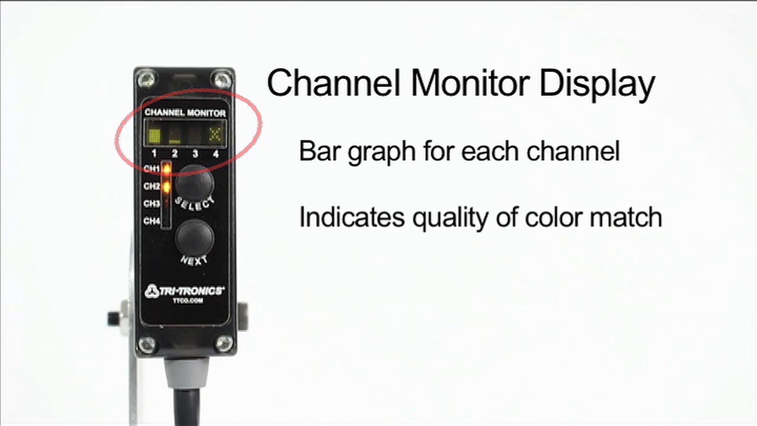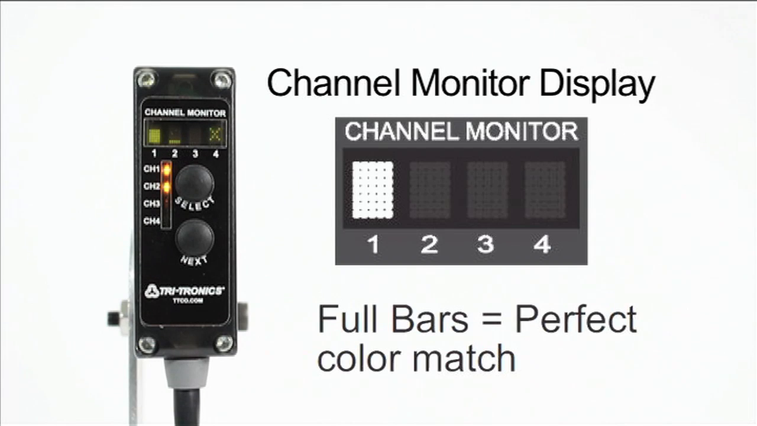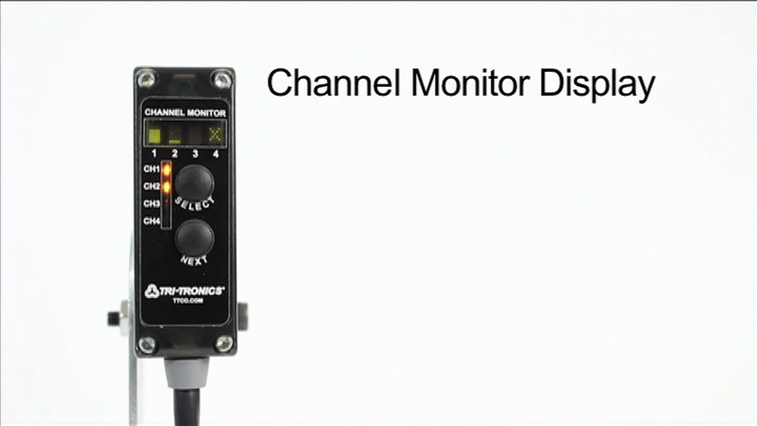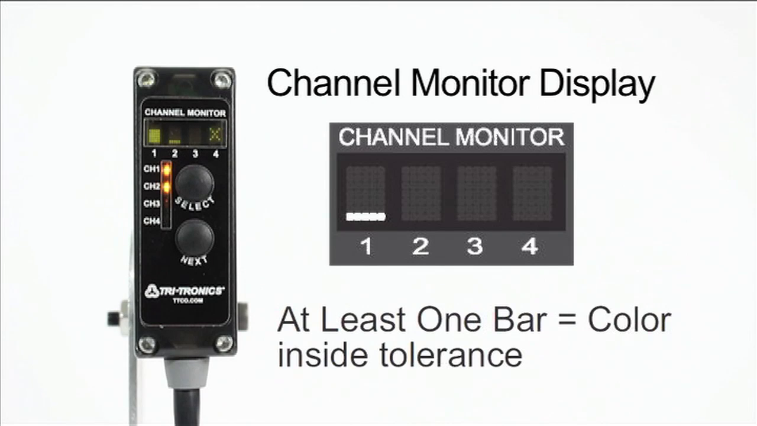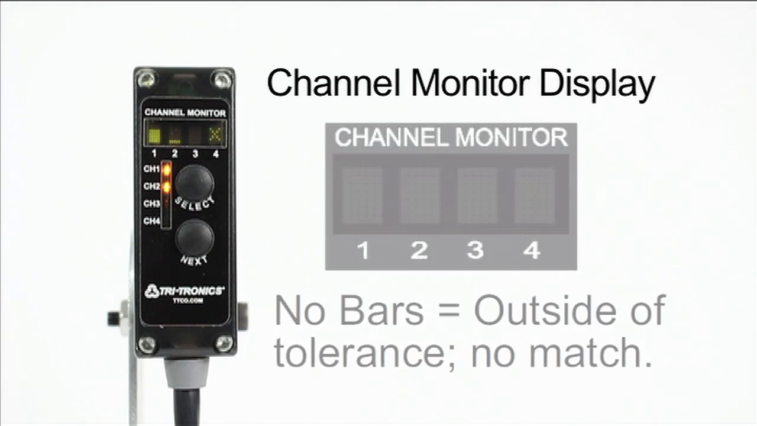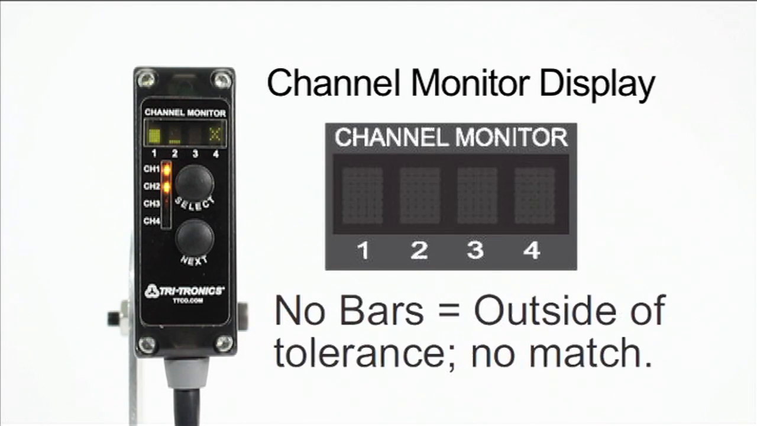Each channel has a tolerance setting that determines how close the color in view needs to be to the captured color to be considered a match. When the bar graph display is full to the top, the color in view is a perfect match with the captured color for that channel. If at least one bar is shown on the graph, then the color in view is within the set tolerance and considered a match. If there are no bars on the graph, then the color in view is out of tolerance and not a match with the captured color.